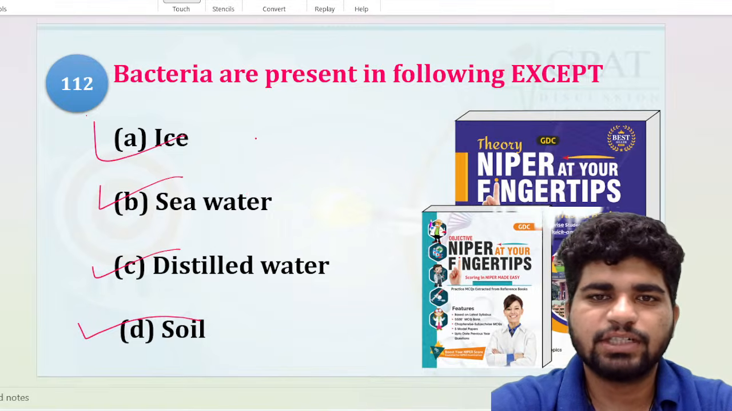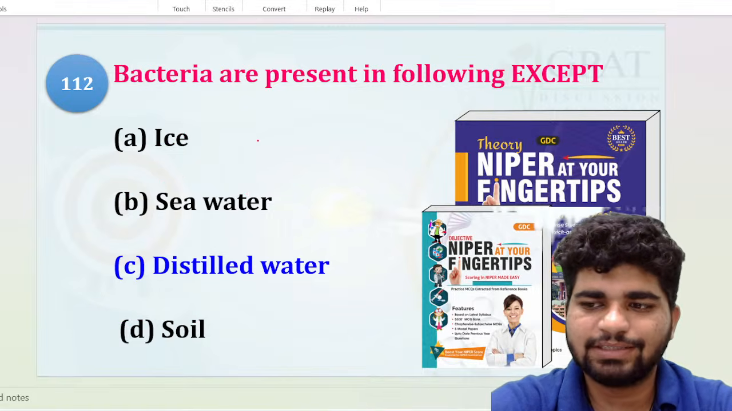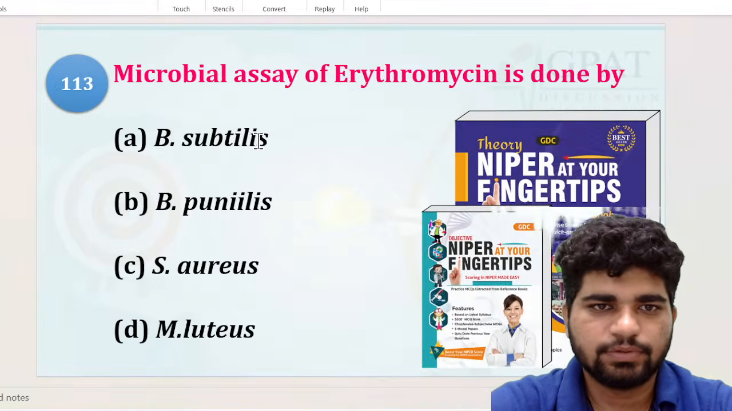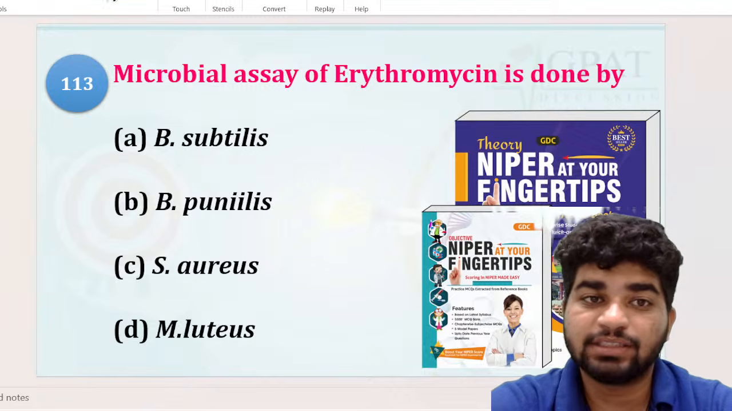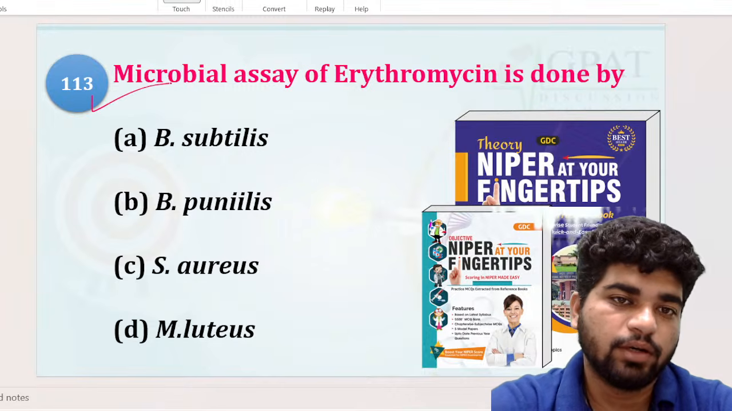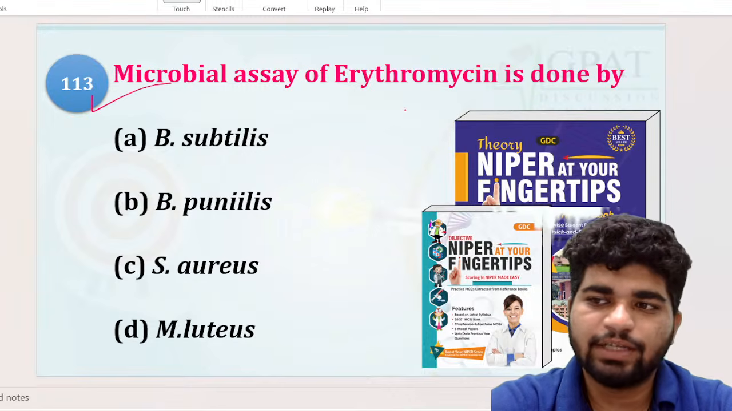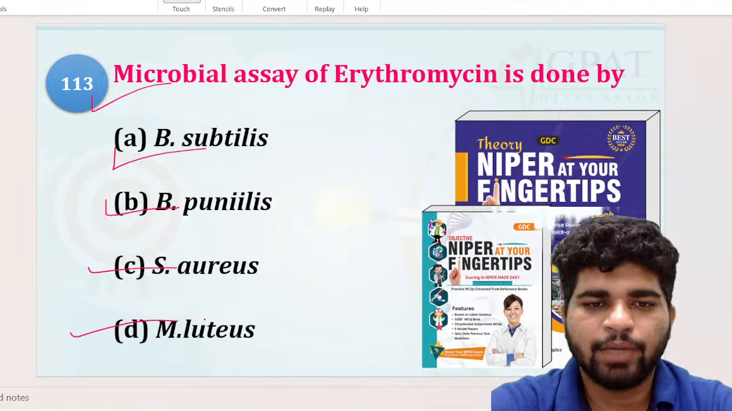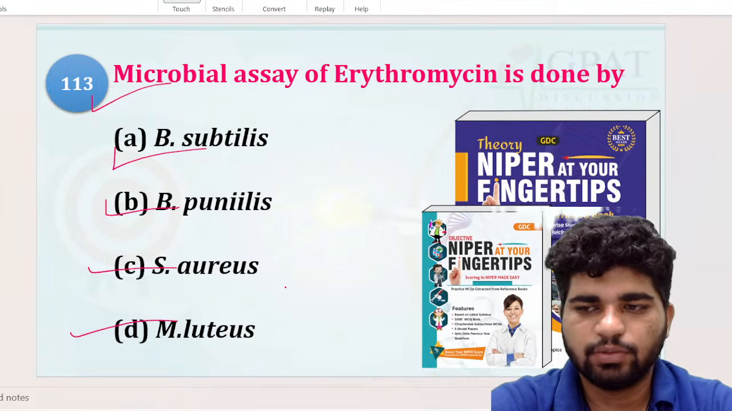Okay, the bacteria are present in the following, except distilled water. Exactly. Very nice. Microbial assay of erythromycin. This topic is very much important. Microbial assay of erythromycin is done by Bacillus subtilis, Staphylococcus aureus, or Micrococcus luteus. What's that?